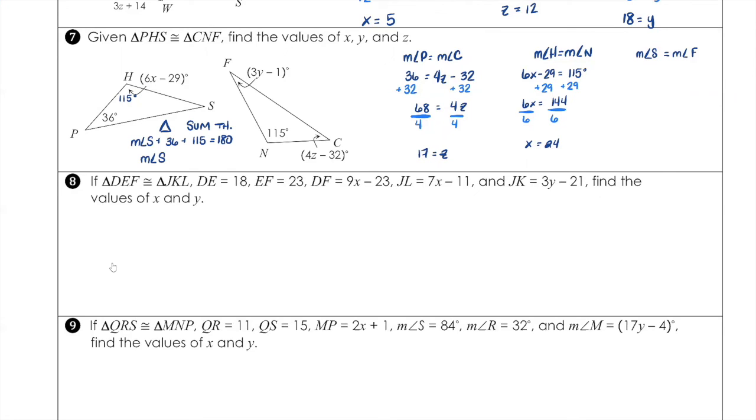All right, angle F, what do we got? 36 plus 115. Can we just do that? 36 plus 115 is 151. We're going to subtract that 151 from both sides. So what's the measure of angle S? 29. The measure of S is 29. Good.